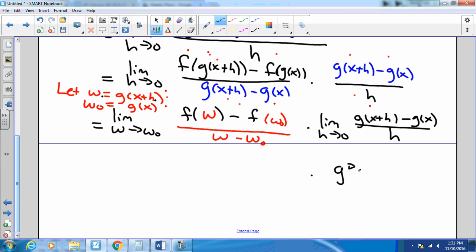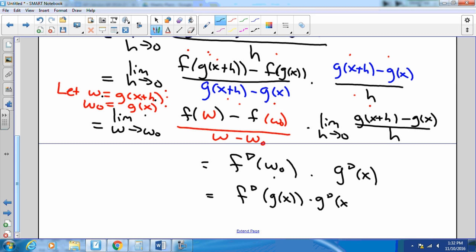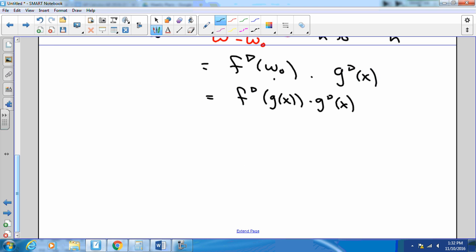So that what I have on the right is straight up derivative, g prime of x. But what I have on the left is also straight up derivative. It is f prime evaluated at w0. And w0 is g of x. So that when I put this thing back where it came from, what I get is f prime of g of x times g prime of x. So that was our proof that we looked at yesterday.